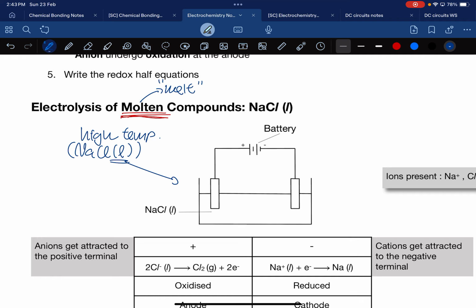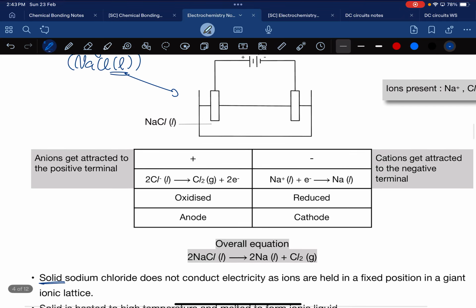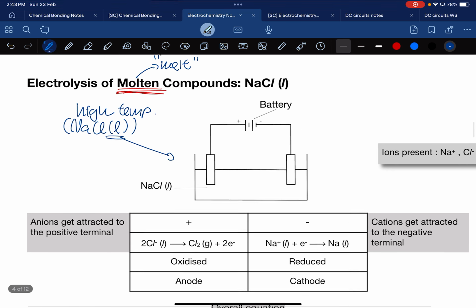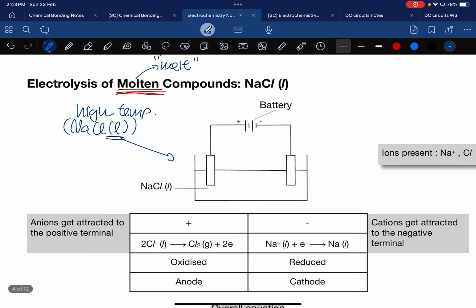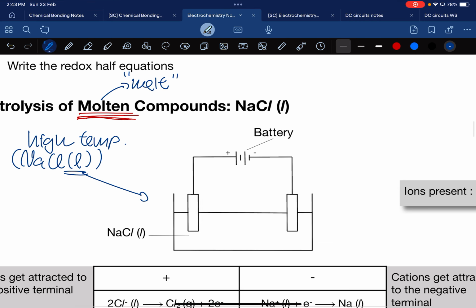If it solidifies, my mobile charge carrier is gone already, so how to conduct electricity? Which part is no? You didn't know that in solid state ionic compounds cannot conduct. Now you know. In solid state, your ions are stuck in their lattice positions, they vibrate only, and cannot move. How to carry current from one point to the other? So they have to be aqueous or molten.